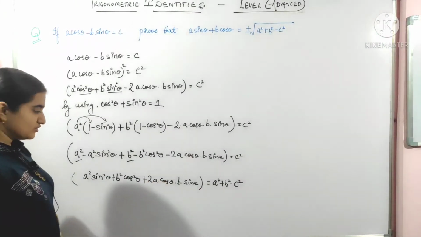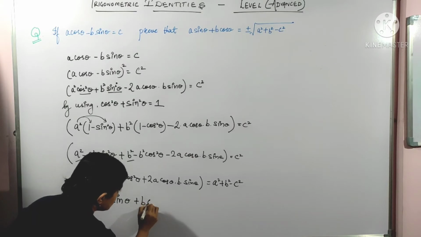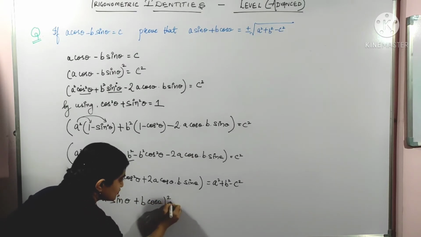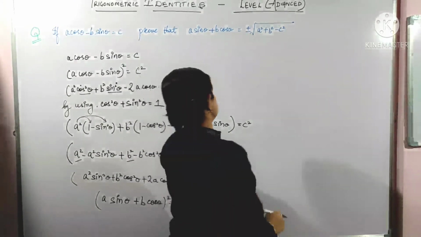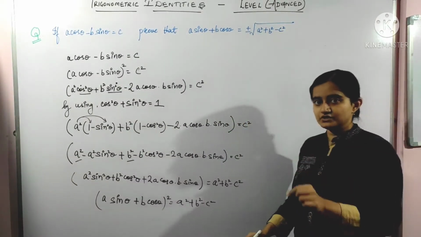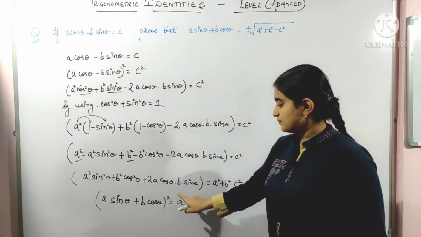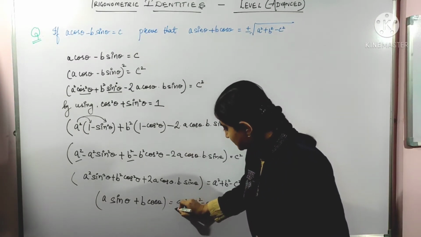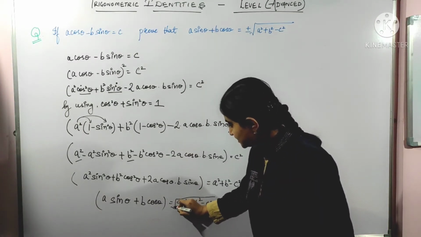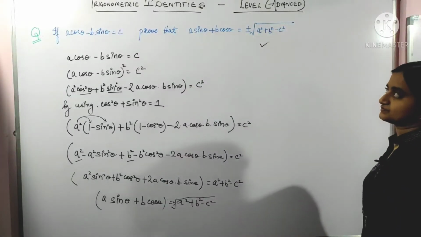See, it's very easily visible. Okay, so a sin theta plus b cos theta whole square equals a square plus b square minus c square. So we got this. Now we will remove this square and apply the square root here. It's very easy, remove the square and apply the square root, plus and minus, and we got this.